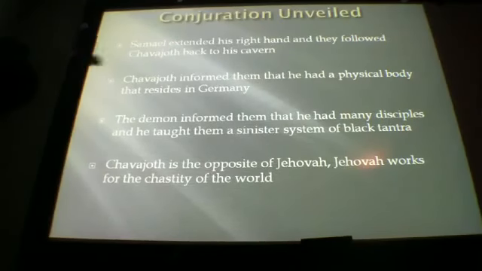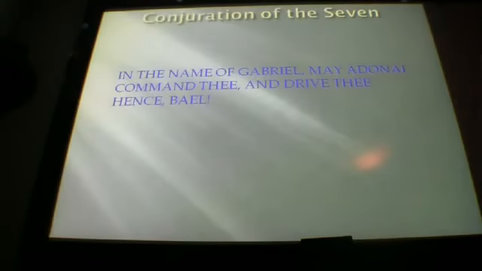So if you see there's an external enemy, it's kind of a perception of an external enemy, and it's a distraction from fighting the real enemy, who is internal and psychological, the ego that bottles up the consciousness. Gotta try and keep that in mind. We're always at war, and it's with ourselves. So, in the name of Gabriel, may Adonai command thee and drive thee hence, Baal. This is the second line there. I'm not sure how to split up on there. But that's the next section we're going to do.